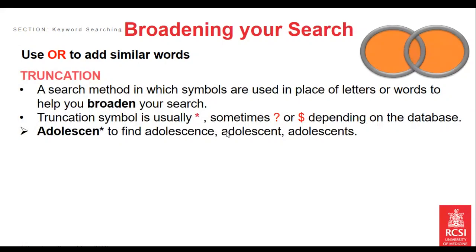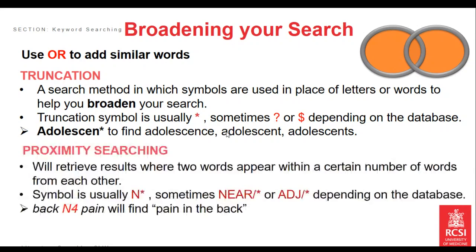And then there is another option to broaden it out, and that's called truncation. That is where you put a symbol at a certain point in a word, and it finds variations of that word. So our example was adolescence and back pain. If I type adolescent and put an asterisk there, that should find everything that comes after that word. So it finds the root of the word and anything that comes afterwards. That would find adolescent, singular, adolescence, and also the plural adolescents. So you would find more search results by using that.